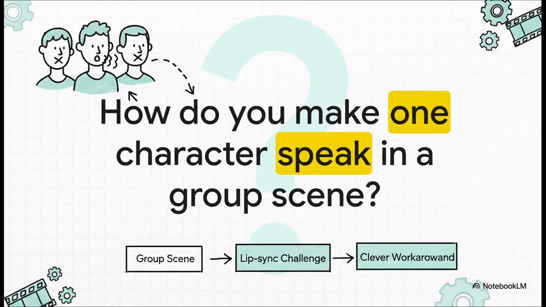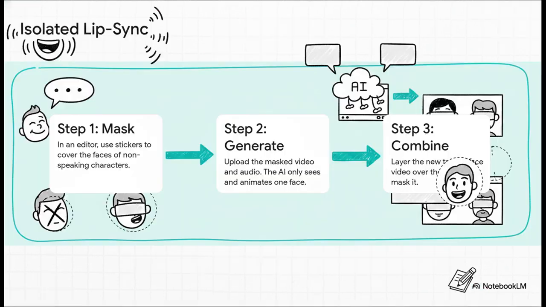Okay, but what about lip syncing? How do you make just one character talk in a group? There's a clever trick. You mask the other faces, run the lip sync, then layer it back.